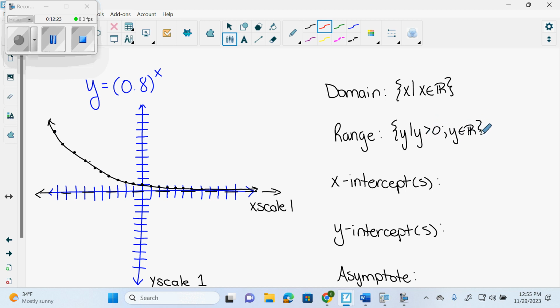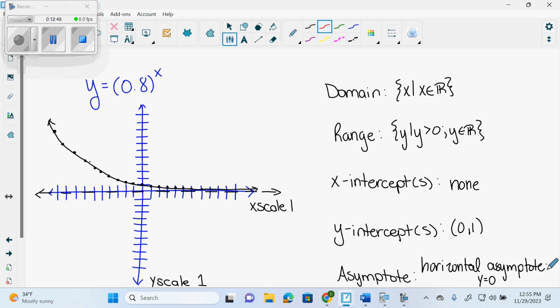The x-intercepts are none. The y-intercept is (0, 1). And the asymptote is a horizontal asymptote at y equals 0. Now I know I have to repeat this 80,000 times because you guys don't listen.